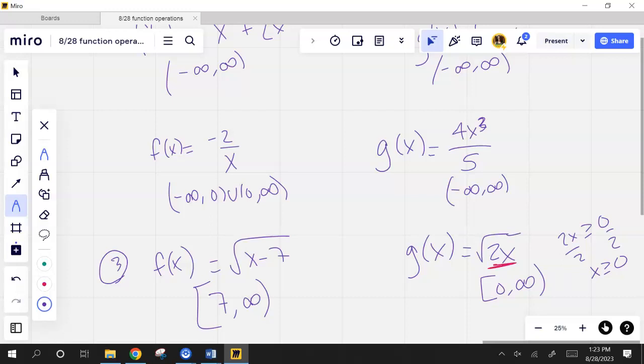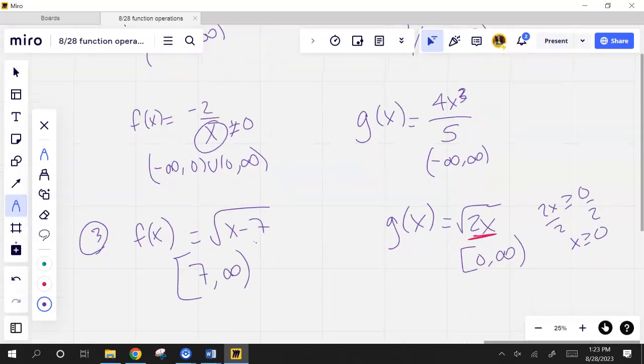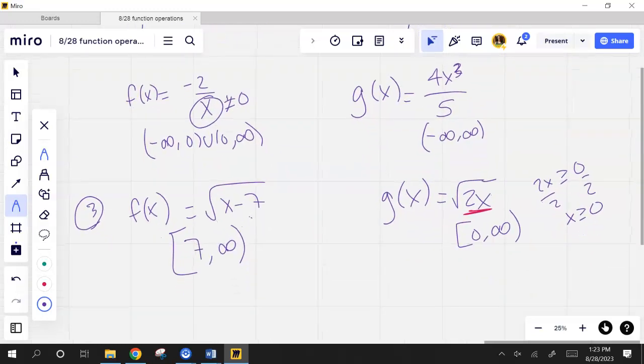Here. Because the bottom cannot equal 0. The domain for g of x is just 0 to infinity. I was just showing you how I got it.